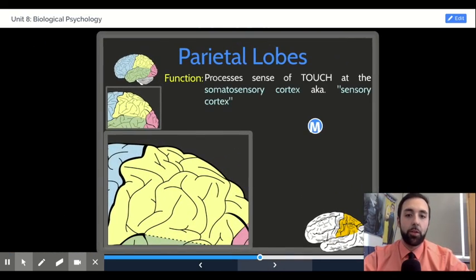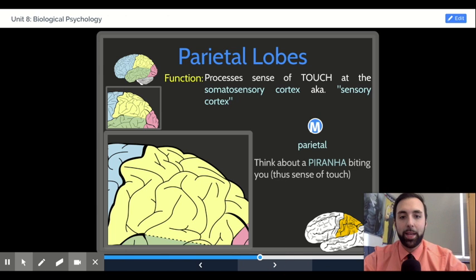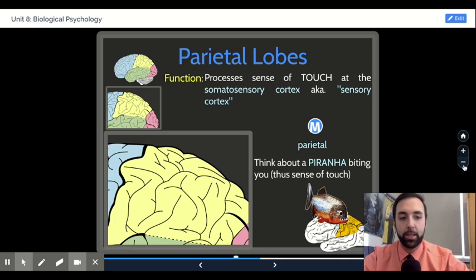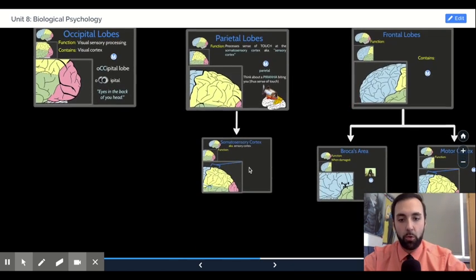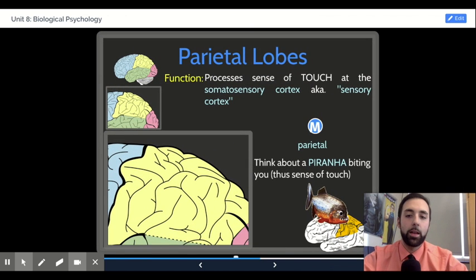The third major lobe is called the parietal lobe. The parietal lobe contains one very important cortex known as the somatosensory cortex. We'll allude to the somatosensory cortex more below. But it is here in the parietal lobe that the sense of touch is processed. You'll see a theme here where it seems like each lobe has a corresponding sense.